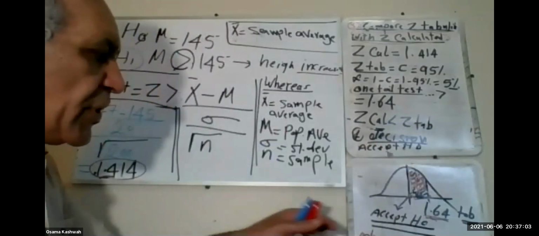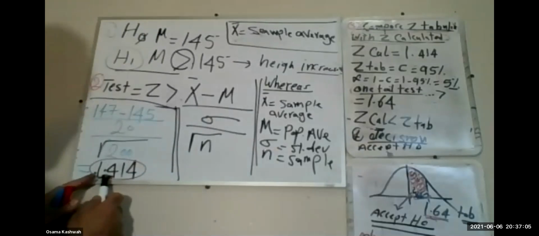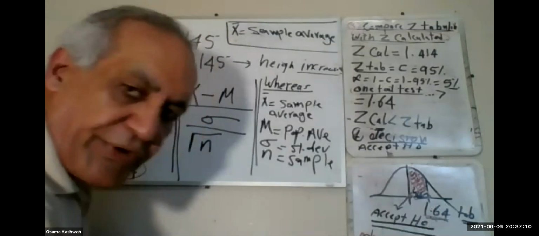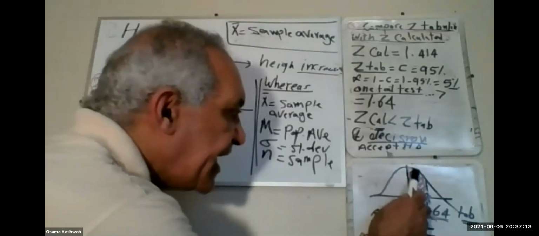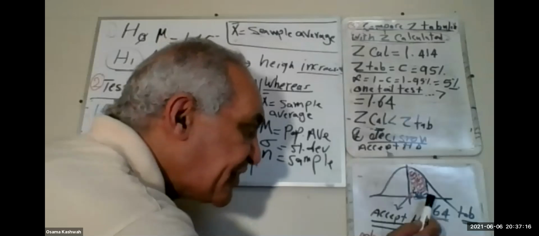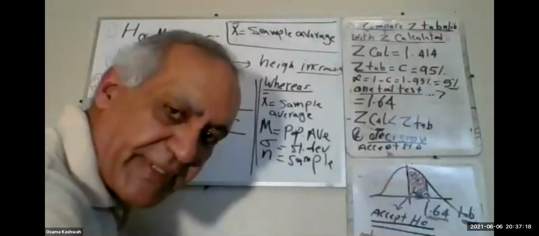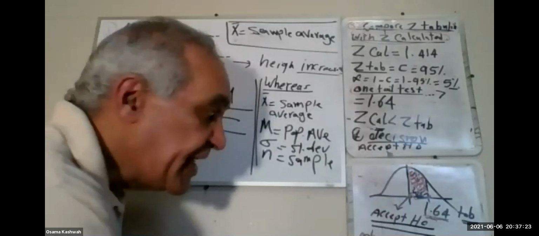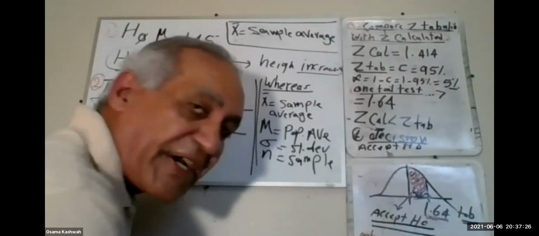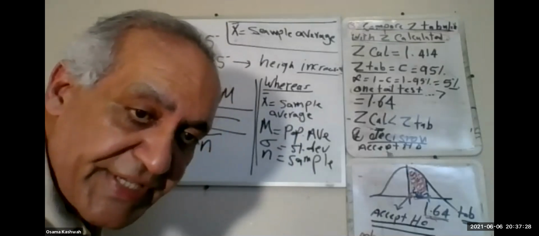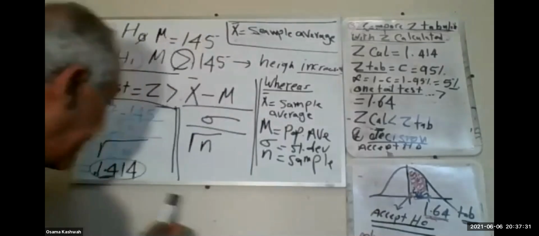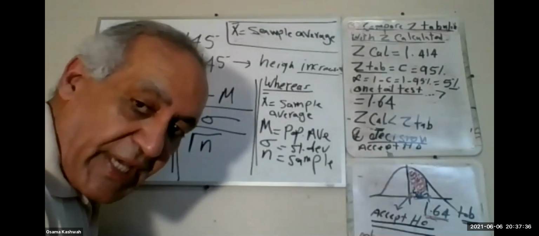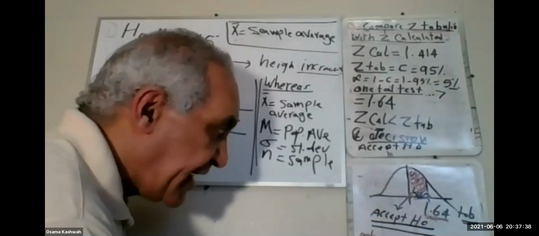H0, because the calculated 1.414 is less than 1.64. So it goes inside the area. Till 1.64 I accept. Any value that is less than 1.64, I will accept H0. So it's 1.4, which is less than 1.64. So in that case, I will accept H0.